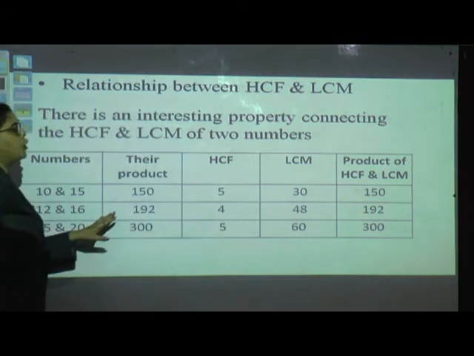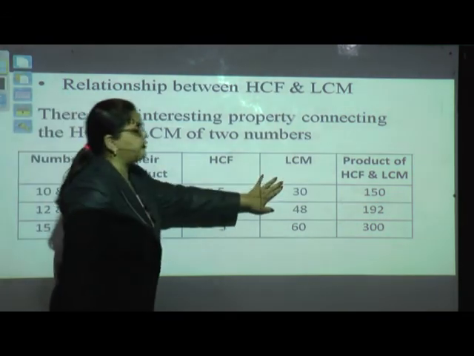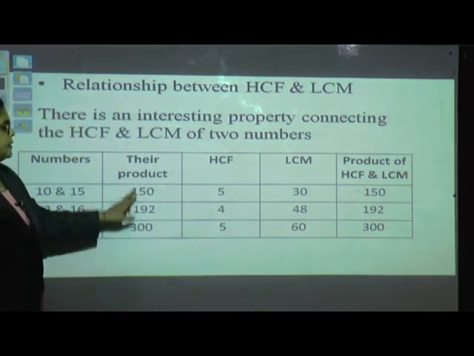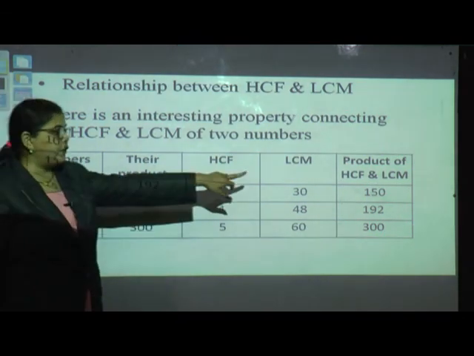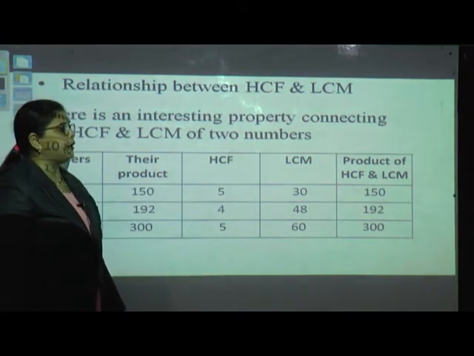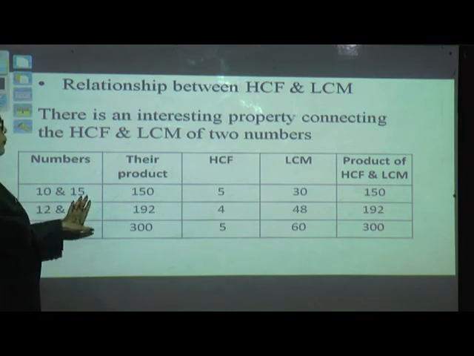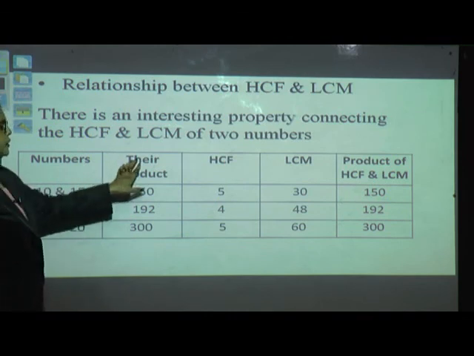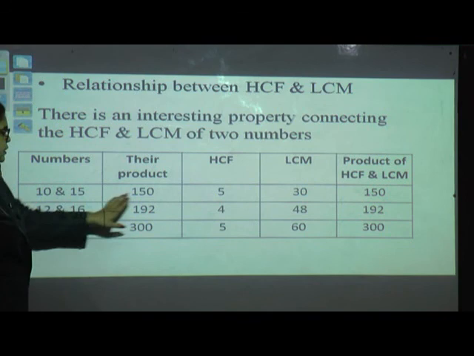One interesting property is this. See here, the product of the numbers and the product of HCF and LCM are very similar. You can see here on the table 150, 192 and 300. We have the product of HCF and LCM also as 150, 192 and 300. How to find this? First what we have to do? The numbers given to us are 10 and 15. Do the multiplication, that is the product. If you have a 0, you can use the magic of 0, that is 15 ones are 15 and the right number of zeros, that is 1.